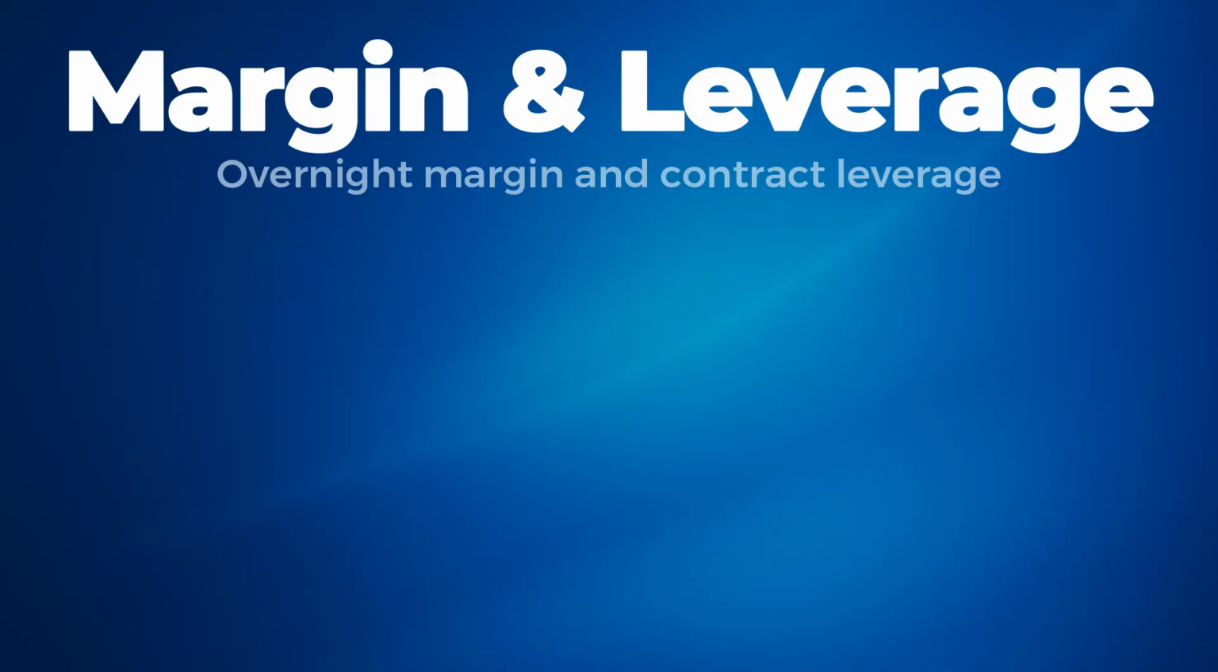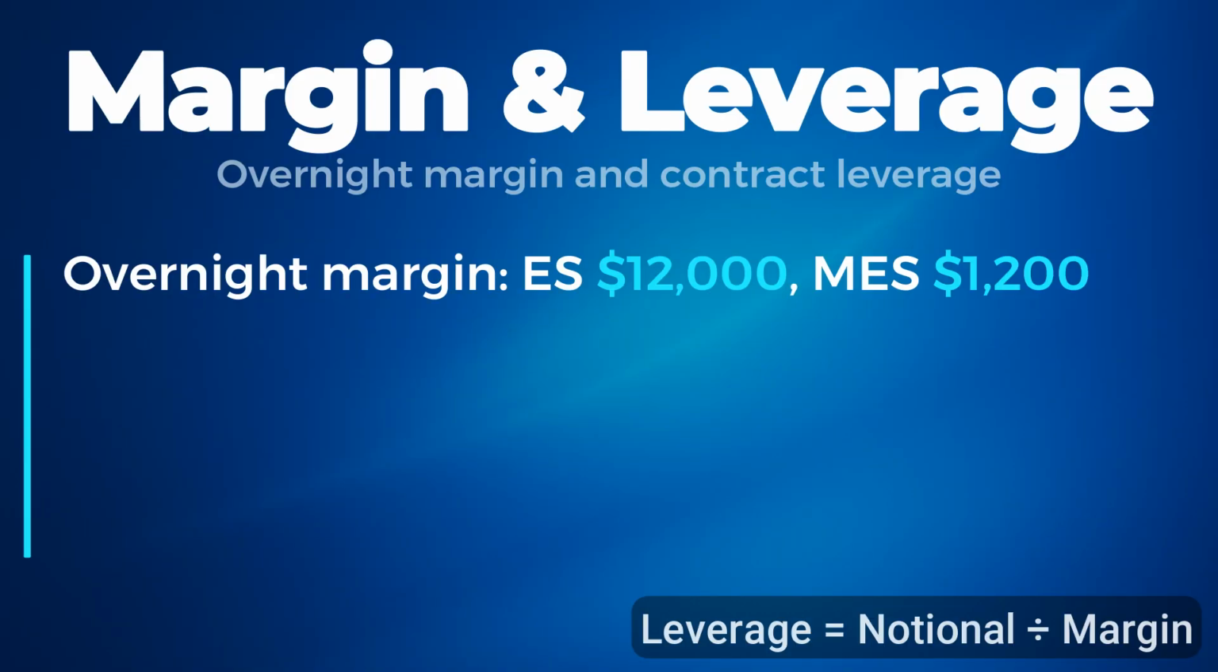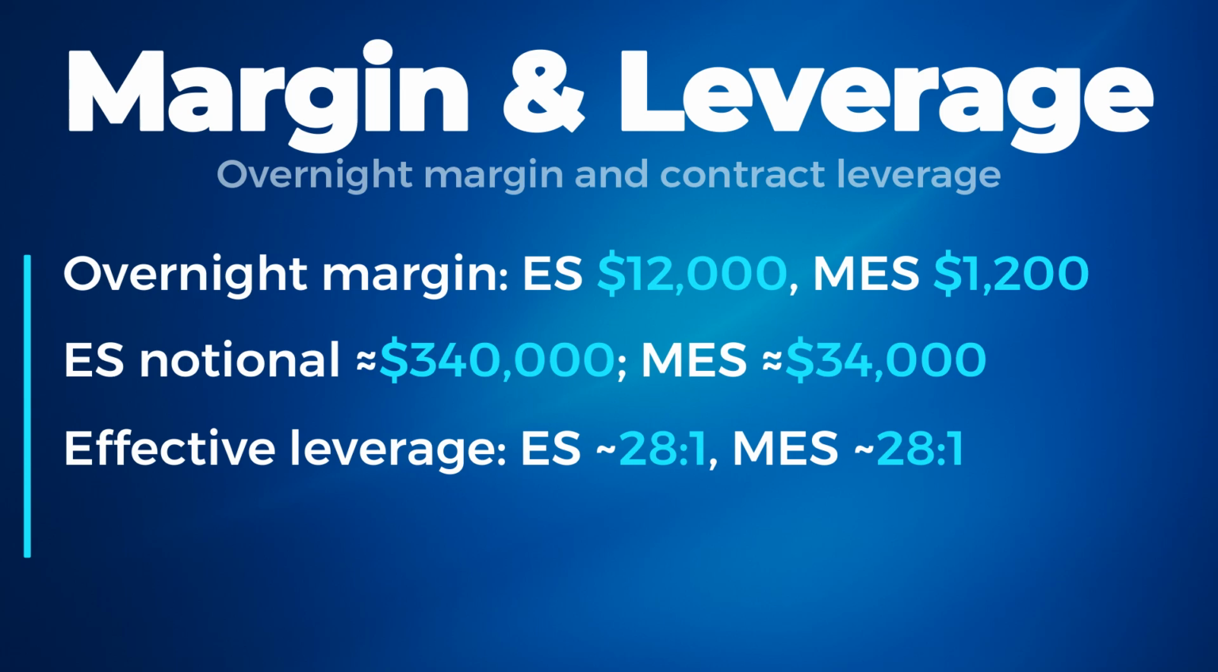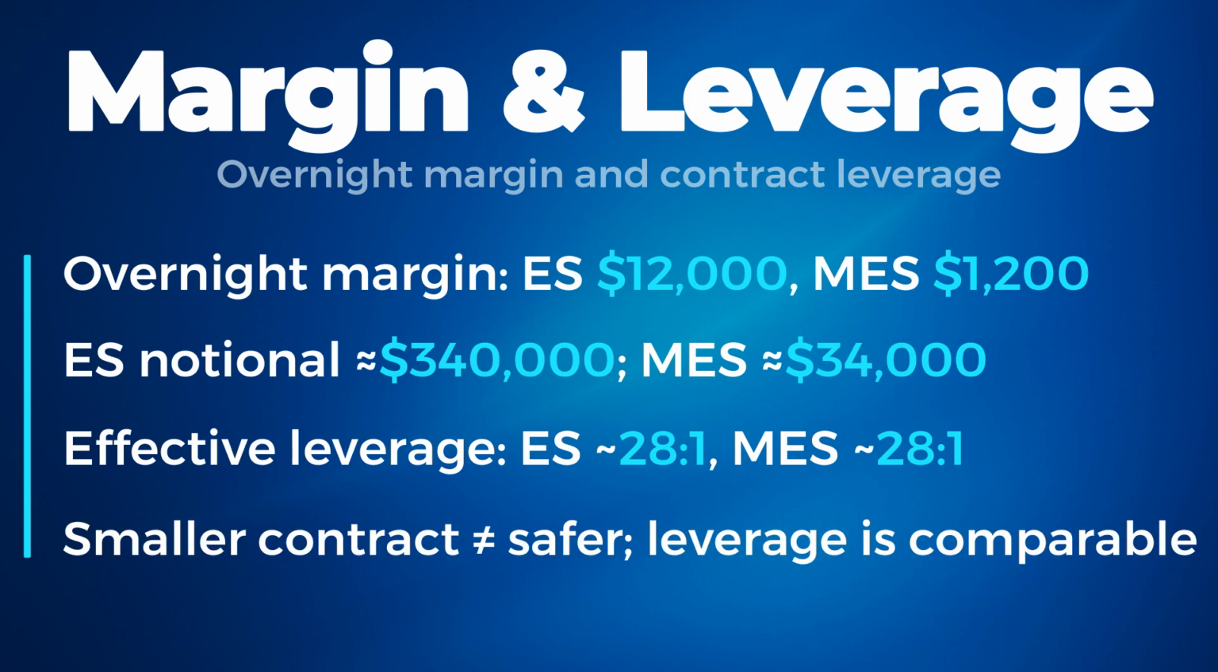Now, incorporate margin and leverage into the structure. Assume representative overnight margins, and this will vary from broker to broker. The ES 12,000, the MES 1,200. If you control 340,000 of ES notional value with 12,000 margin posted, your effective leverage is roughly 28 to 1. MES at $34,000 notional with 1,200 posted sits in the same range. So MES is not safer by default, it's simply a smaller contract. The leverage ratio is similar.